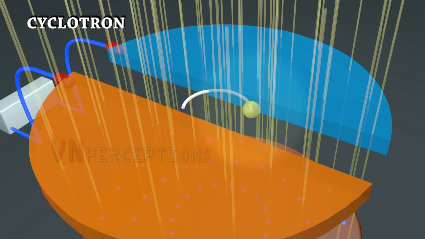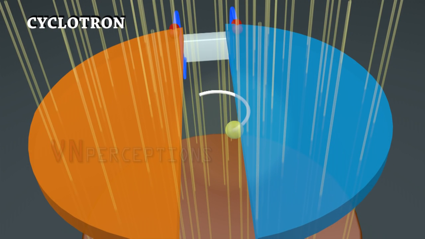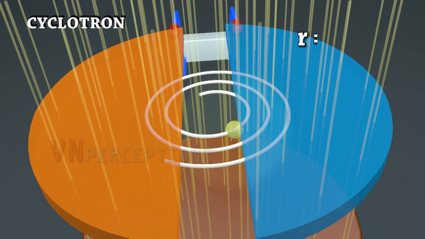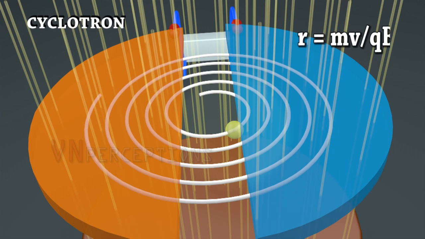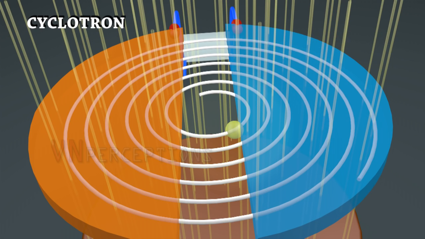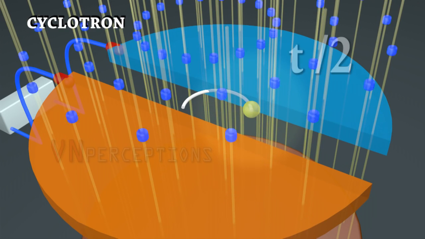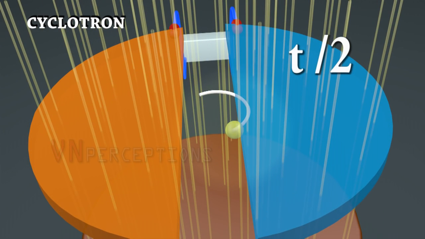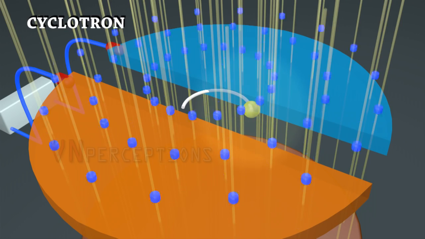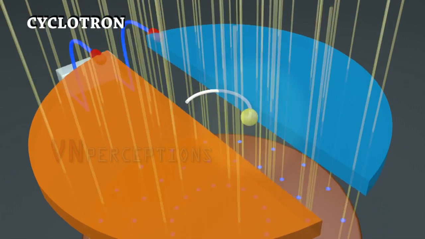This force provides the centripetal force and makes the charged particle move along a circular path of radius r equal to mv upon qB. The particle makes a semicircle and comes to the gap. The time taken is T by 2, because if the time taken to complete one circle is T, then the time taken to complete a semicircle would be T by 2. As soon as the particle comes to the end, it is influenced by the electric field.